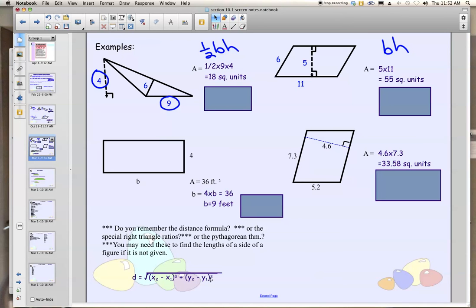You may need to use the distance formula. If they give you something on a coordinate grid, you may need to use the distance formula to find the lengths of things you need. Not everything will just be handed to you because we've done so much geometry now that you're going to have to start using some of the stuff that you've learned throughout the year.